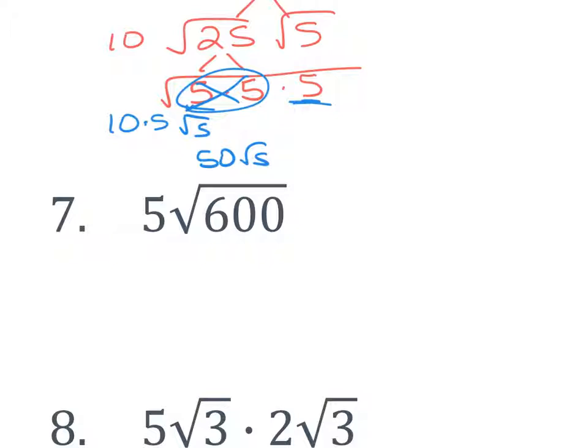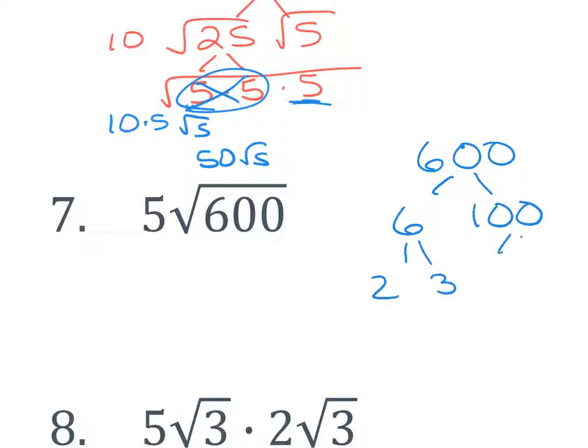600. This one's got a bunch of different ways. Okay, I'm going to break it into 6 times 100. You could have done 2 times 300. Again, it doesn't matter what you start with. So let's do 6 times 100. Then I could do 2 times 3, 10 times 10. As soon as you see you have 2 10's, know that a 10 is coming out. Or if you realize that 100 is a perfect square, you square root it. But let's keep going, just so we can practice getting all the way down to prime.